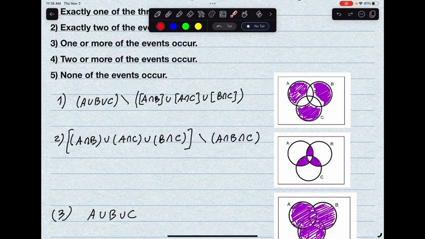And the 5th part is none of the events occur. Okay, none of them.